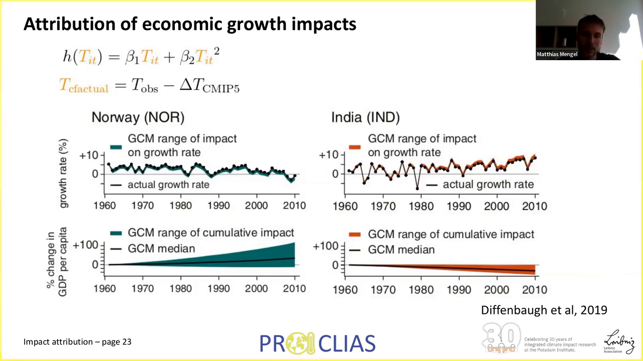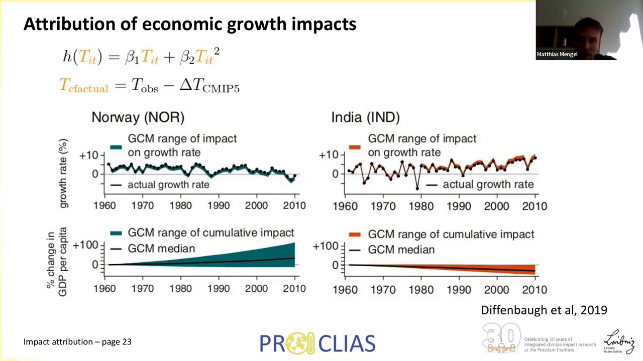And here's one result. If you look at the upper panels, the dotted black line is the historical growth rate, on the left side for Norway, on the right side for India. And the colored shading is the counterfactual. For Norway, you see this is below the black line. Which means in the counterfactual, the growth is lower, which also makes sense for Norway, because one thinks that it got warmer there, and this contributed to economic growth. For India, for a hot country, actually the counterfactual is above this black line. So here in the counterfactual, economic growth would be higher.